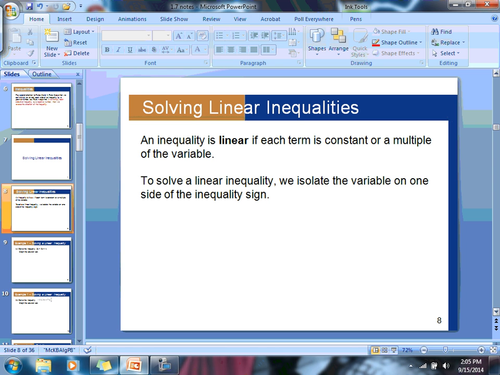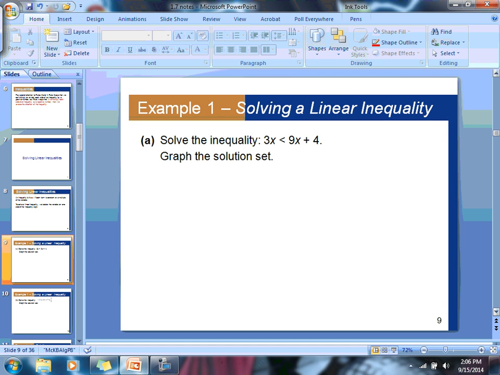An inequality is linear if each term is constant or a multiple of the variable. So linear just means that we have one variable. We have an x. We don't have an x squared or an x cubed. So in this first example, we have part A and then we have part B after this one. And this is just solving and graphing a basic linear inequality. This is just to refresh your memory on how to solve them and how to graph them. And we're also going to take a look at how to write our answer in set notation.